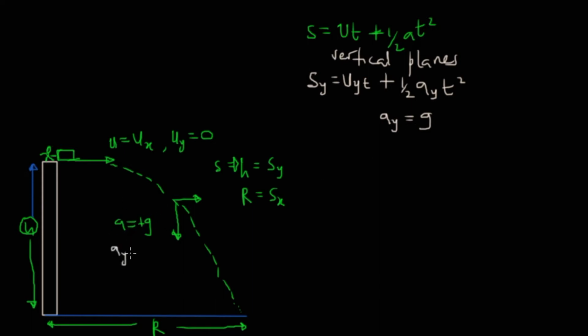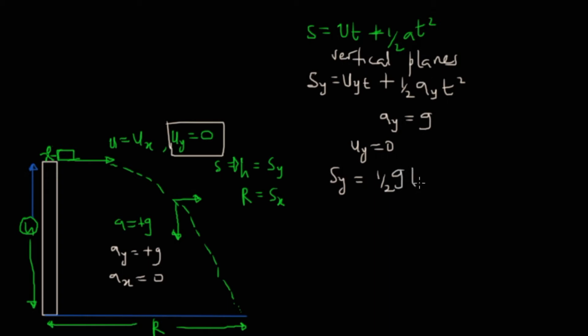Now notice that ay is the acceleration due to gravity because that's the acceleration it uses to move downward. So we can have ay to be plus g, and then ax is equal to 0 because the acceleration due to gravity does not act on the horizontal plane. It only acts on the vertical plane. It is one dimensional. uy is also equal to 0. That is, the object was thrown horizontally, not vertically upward. So sy is equal to half gt squared. Notice that sy is the same thing as h.